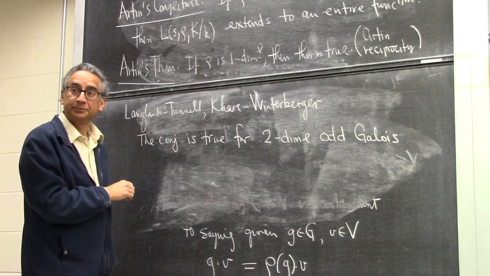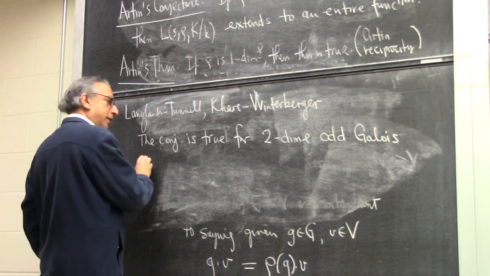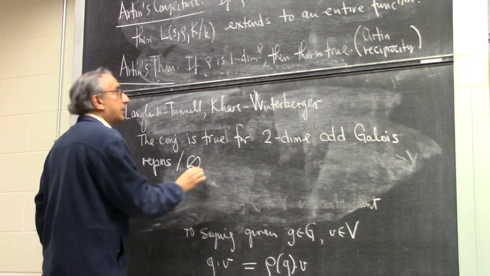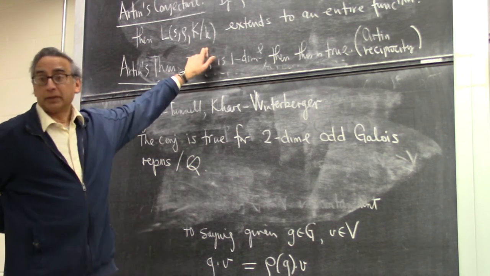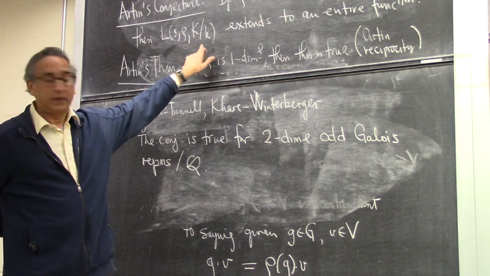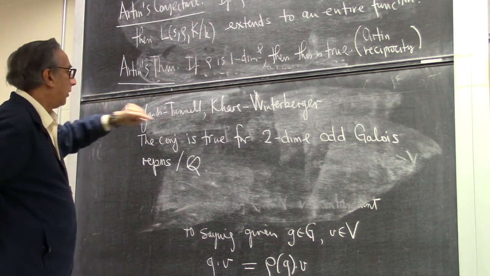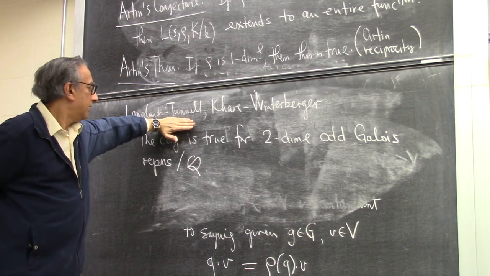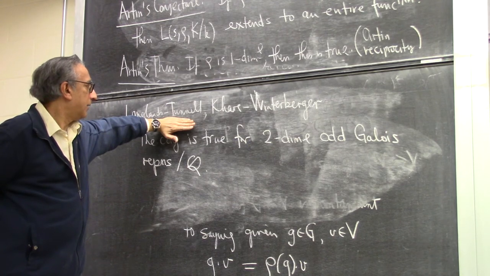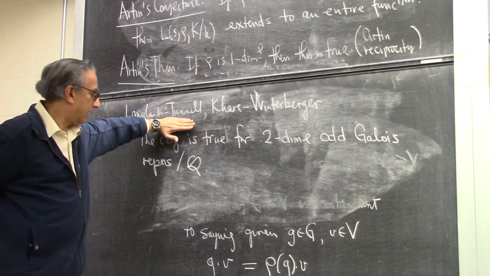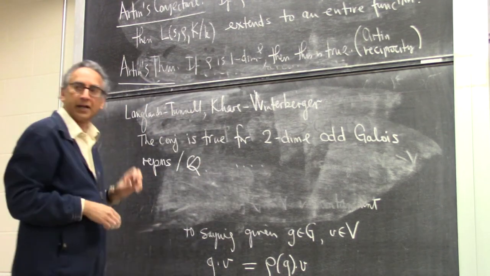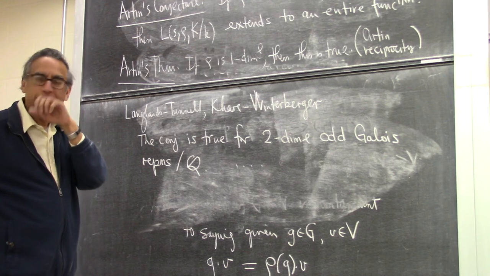Is that correct? Over Q. Over Q, of course, thank you. Representations over Q. In other words, the base field has to be Q. Although part of the Langlands-Tunnell thing, I think, is over arbitrary fields. Let me just say it like this. This is good enough for the time being. The Langlands-Tunnell part is actually true over arbitrary fields.